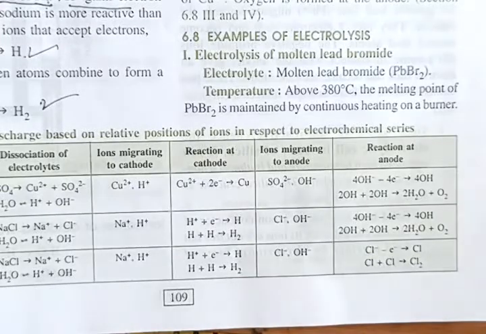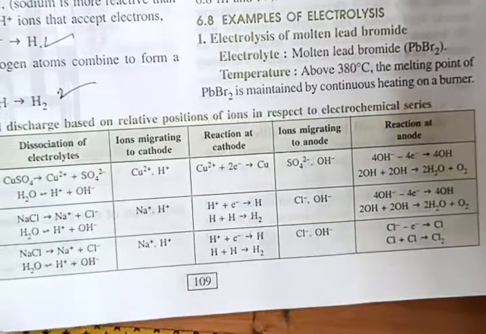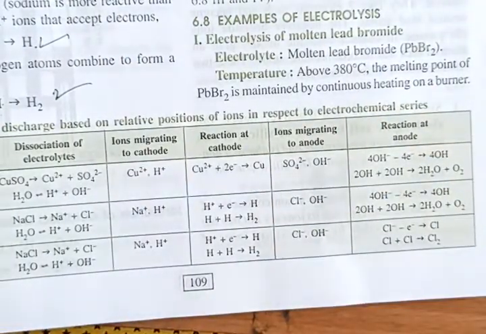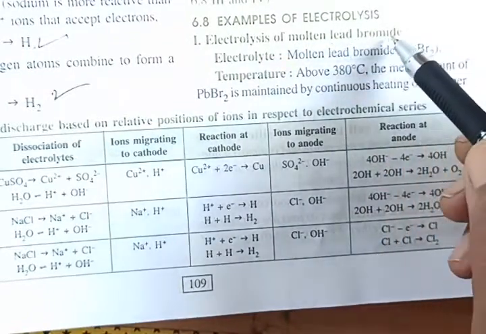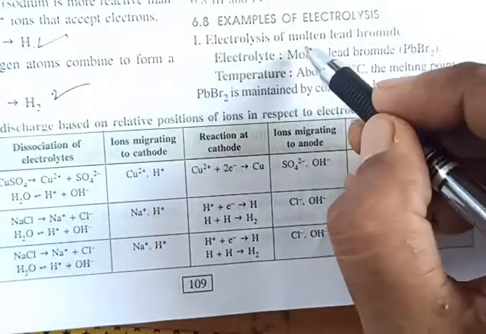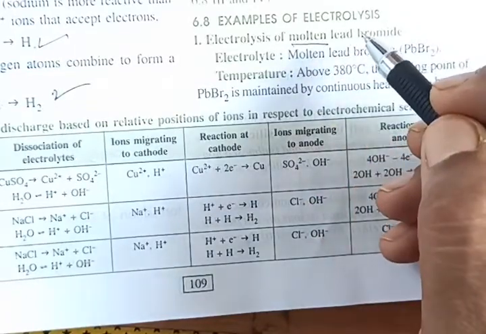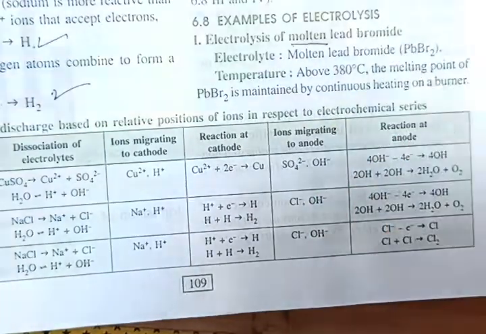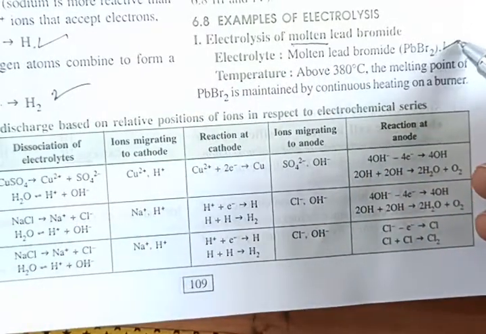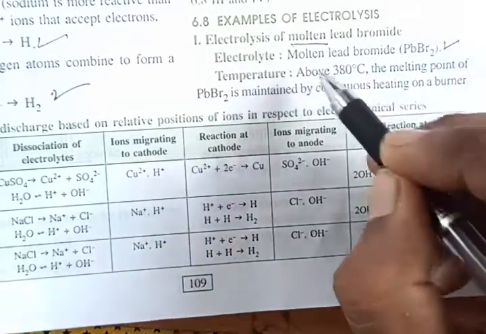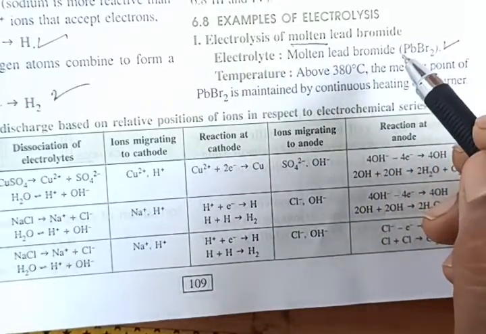Students, in the chapter electrolysis, we will now do some examples of electrolysis. Electrolysis of molten lead bromide. Solid lead bromide cannot conduct electricity. What is the electrolyte in this case? Molten lead bromide. Don't miss this word molten. Formula and name, both you have to learn.